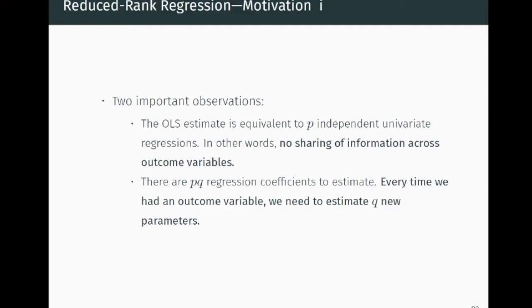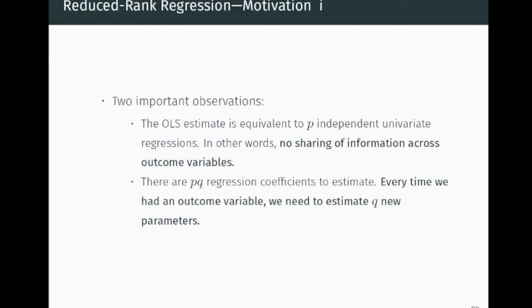And so one thing that we discussed when we talked about linear regression and the least squares estimate is that it's equivalent to p independent univariate regressions. In other words, it's the same as if we had performed univariate regressions independently. The estimator is not influenced in any way by the correlation between the different components of yi. And so there's no sharing of information across the outcome variables. So that's one key observation.